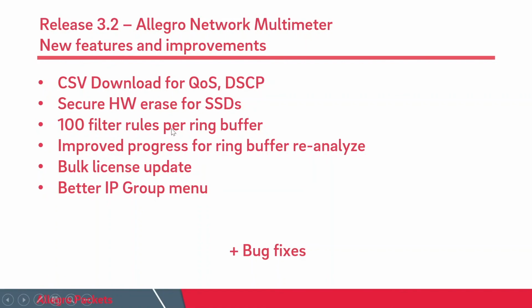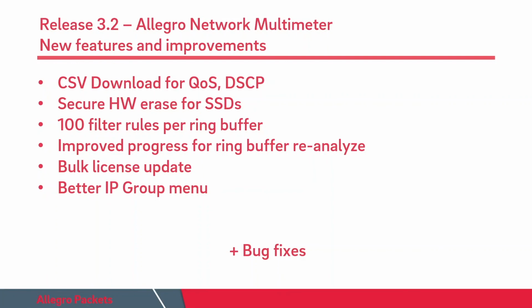Then we added filter rules for the ring buffer. We improved the numbers. Before, we had up to 20 rules to filter specific traffic if you have a ring buffer, and we ran into installations where we need a lot more, so we increased the number to 100. We also improved the progress bar for the ring buffer reanalyze. We have seen customers with a petabyte ring buffer use the reanalyze to reanalyze a petabyte of data from some time ago, and there we now have better progress so that you see how long it takes.